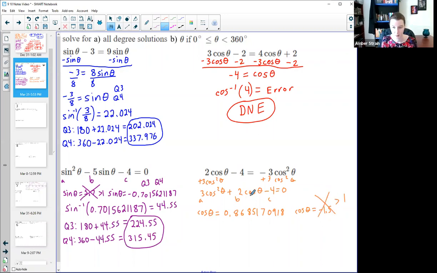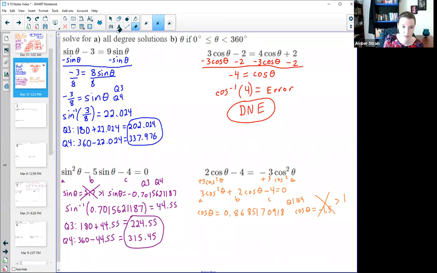So we only want the little decimal ones. This one's already positive, so I don't have to change its sign. I always want the positives because I always want quadrant 1. But then once I get one of the answers, where else is cosine positive? Cosine is positive in quadrants 1 and 4.